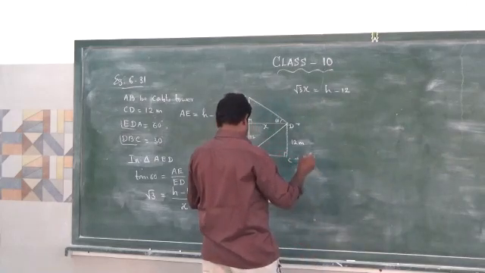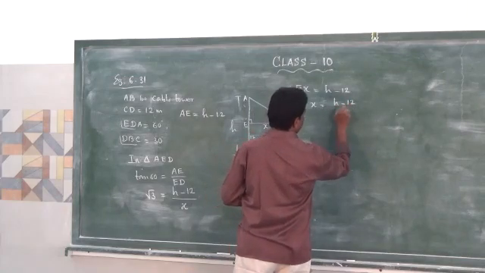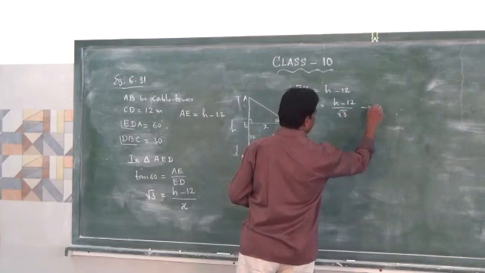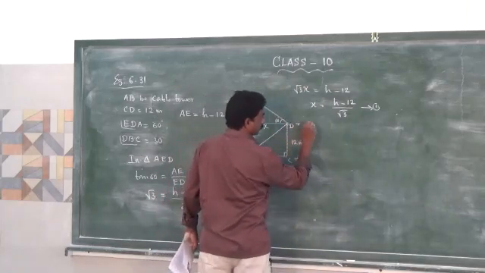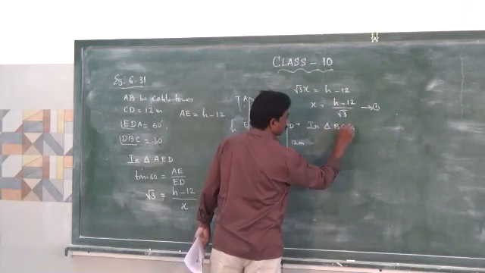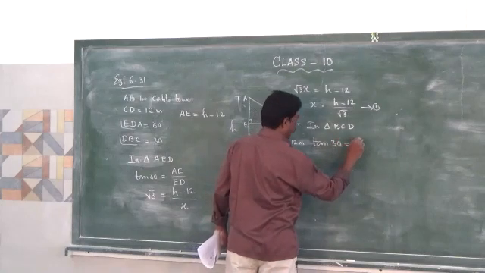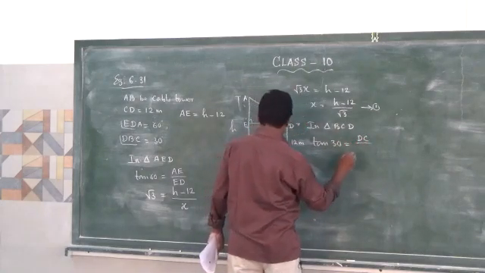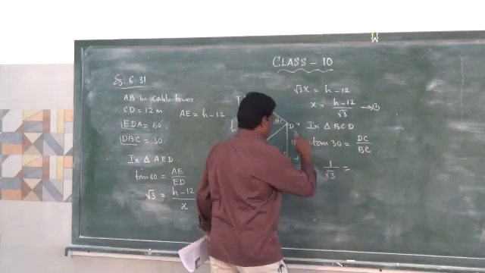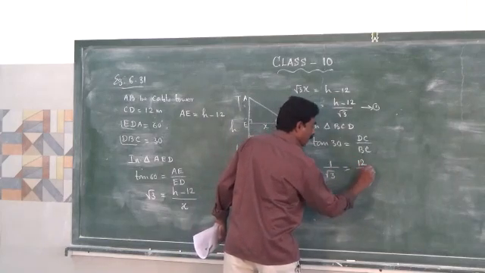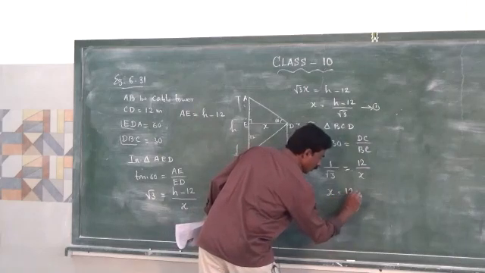Or x is equal to h minus 12 by root 3. Now in triangle DBC, tan 30 is equal to opposite by adjacent. Tan 30 is 1 by root 3. DC is 12 and BC is x. So x is equal to 12 root 3.